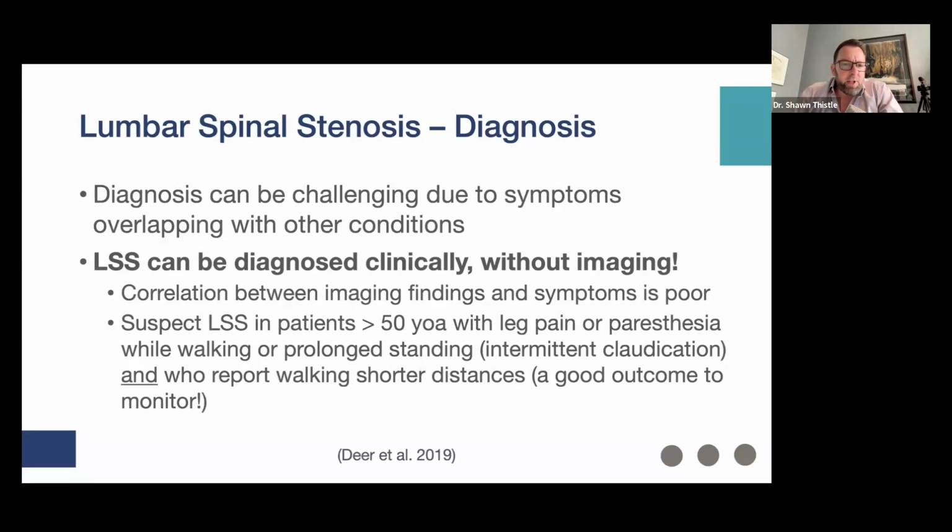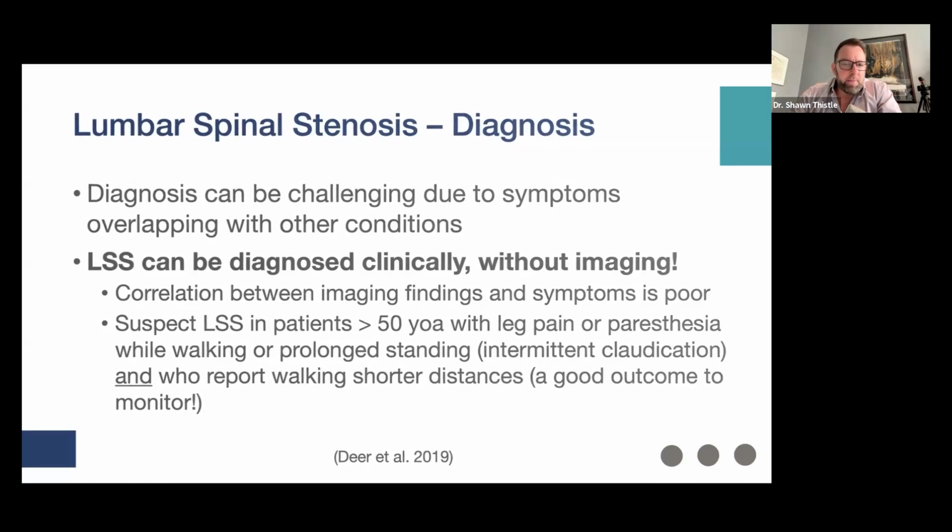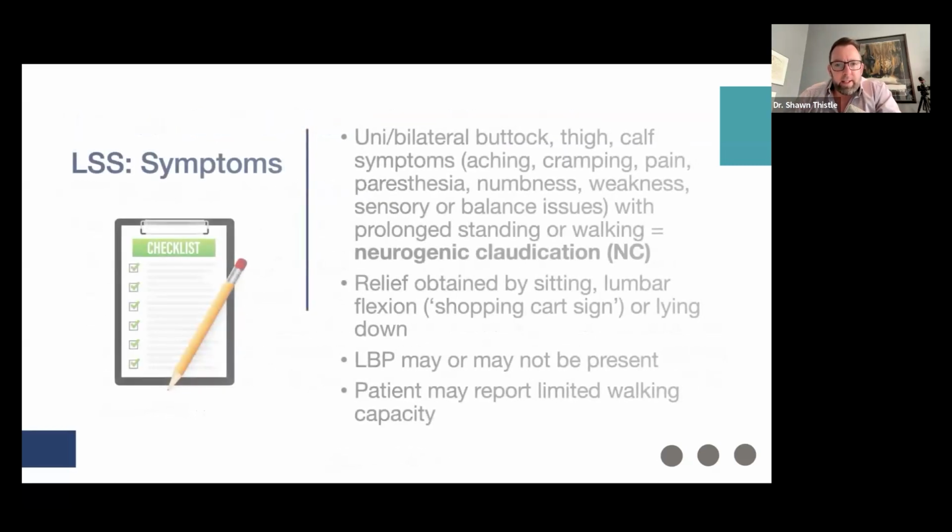This is a condition you should suspect in a patient over the age of 50 with leg pain, one or both sides, with paresthesia, heaviness, numbness, tingling, kinds of feelings in their legs with walking or prolonged standing. This is intermittent claudication. It's just their system's not flushing things out and not functioning properly. Generally, they report being able to walk shorter distances. They'll say things like, I have to take breaks, I never had to do that before. And I think this gives us an efficient outcome to monitor. We'll talk a little bit more about that later.